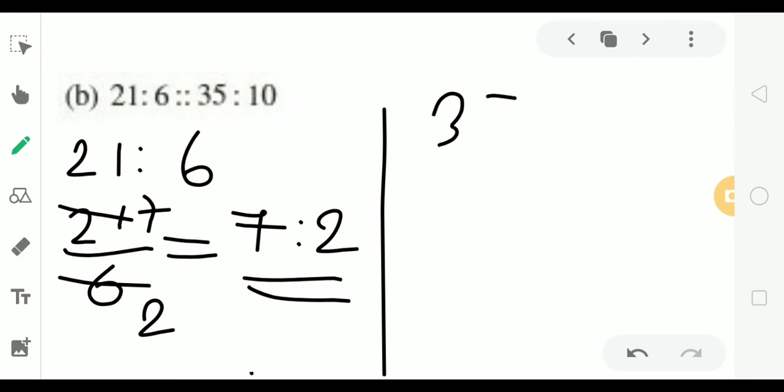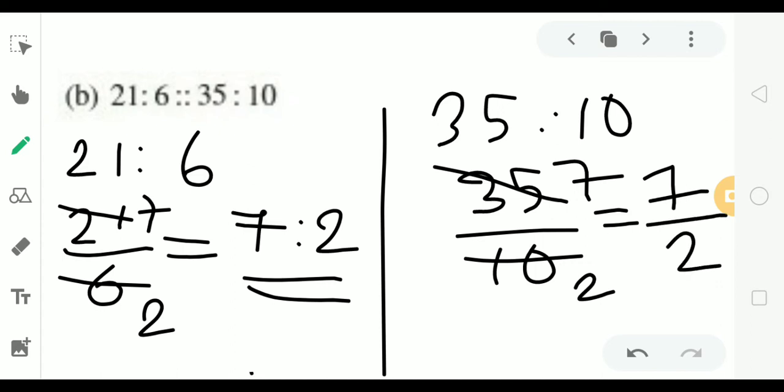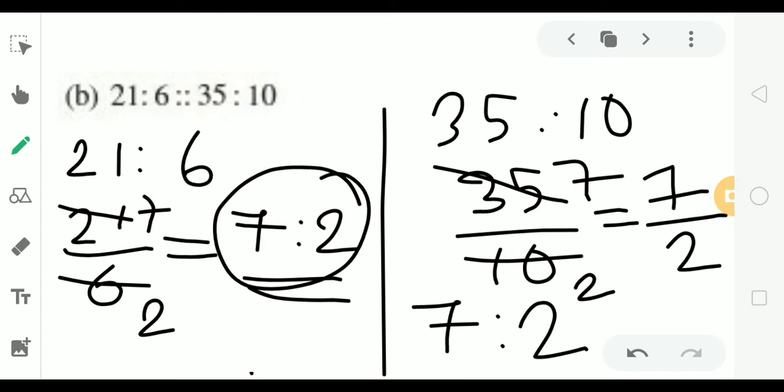Then next ratio is 35 is to 10. We write this as 35 upon 10. So in the 5 table, 35 is 7 times, 10 is 2 times. So we get this as 7 upon 2, same as 7 is to 2. So the simplest forms of both the ratios are same. Then it is a true statement.